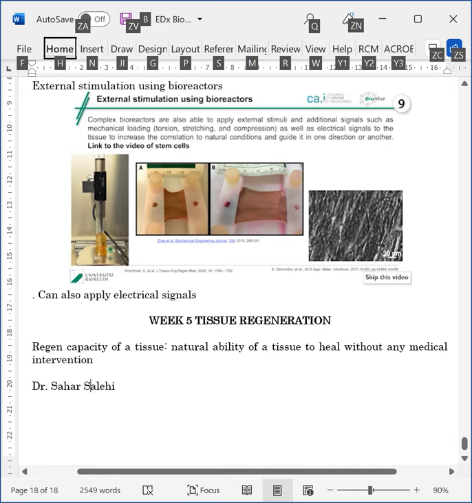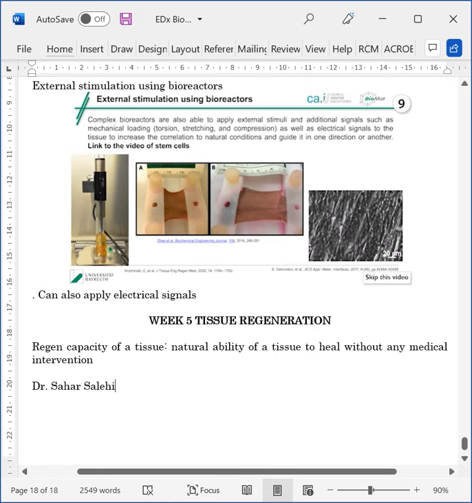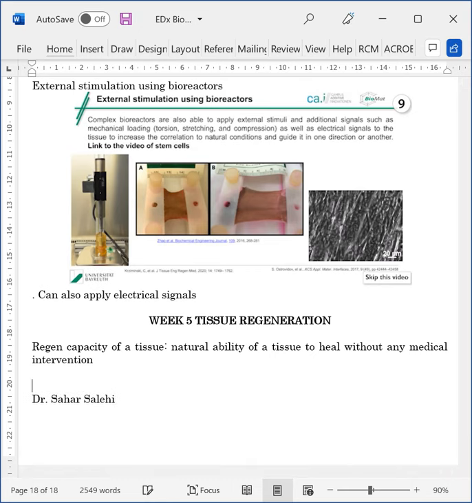Okay, so one of the most important factors in determining regenerative capacity is the presence of stem cells. Before trying the question, would you like to gain more in-depth knowledge about stem cells with Dr. Salehi?